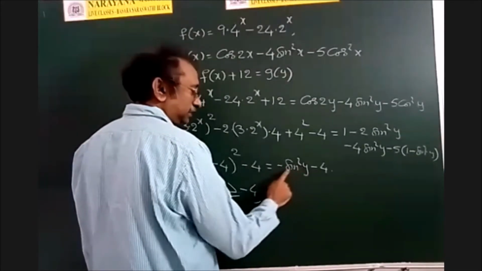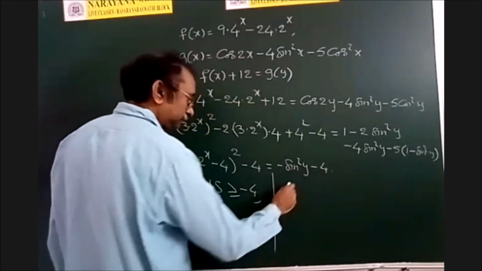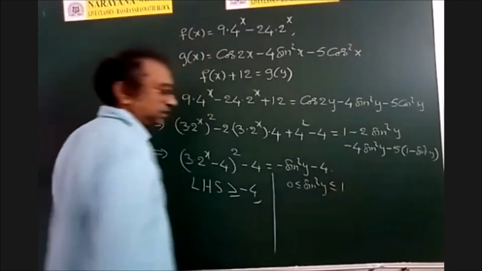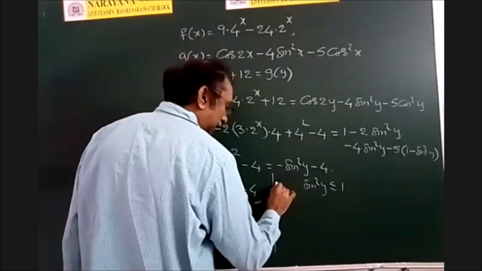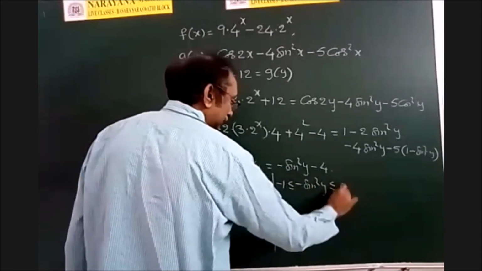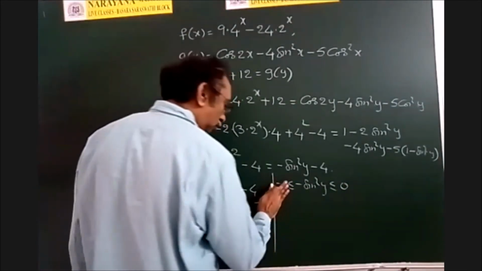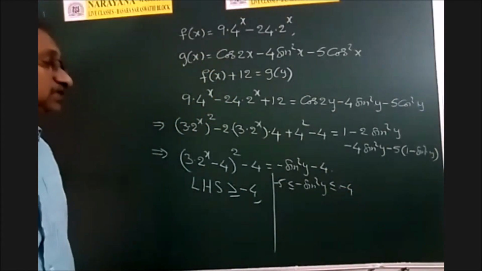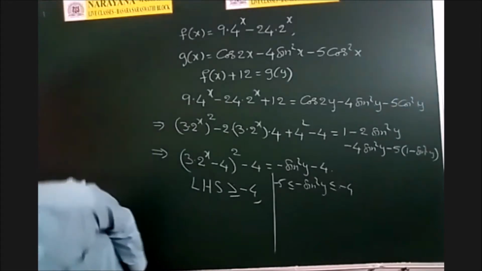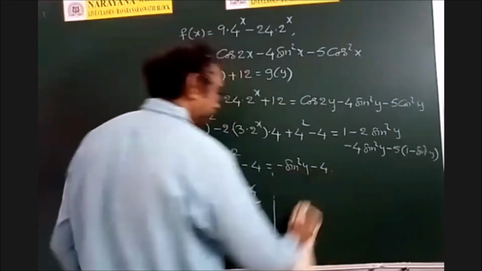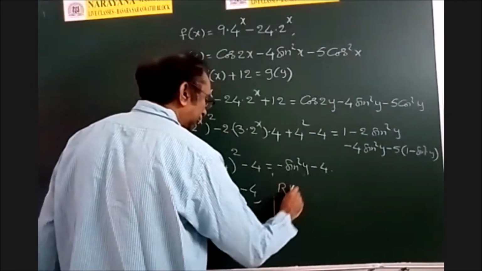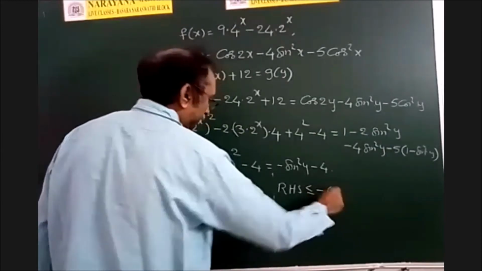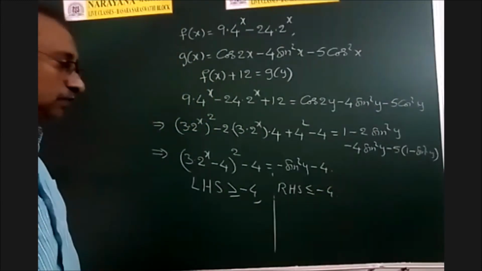So what you will get finally, I will write here. So 0 less than or equal to sin square y less than or equal to 1. So if you multiply with minus 1, you will get like this. So if you subtract 4, you will get minus 5, minus 4. See, the greatest value of the right hand side is minus 4. So right hand side is less than or equal to minus 4.